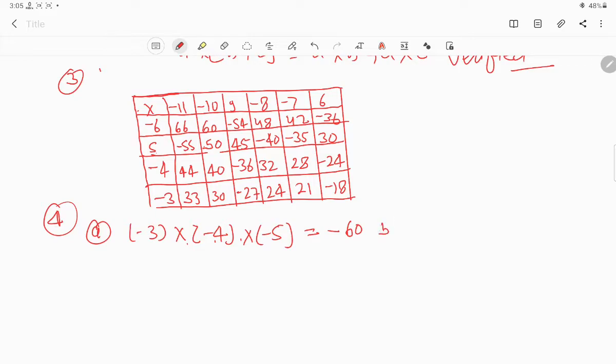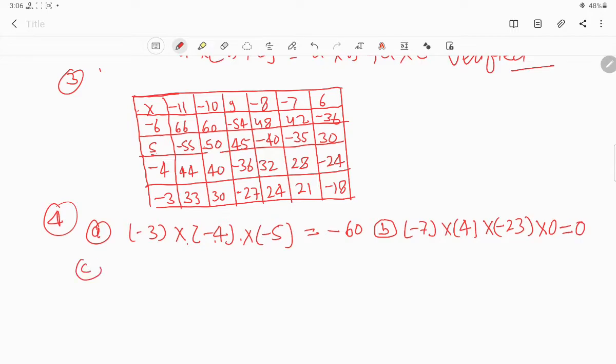Similarly, B part of this question: minus 7 into 4 into minus 23 into 0. You know that any number multiplied by 0, the product becomes 0, so the answer is 0.